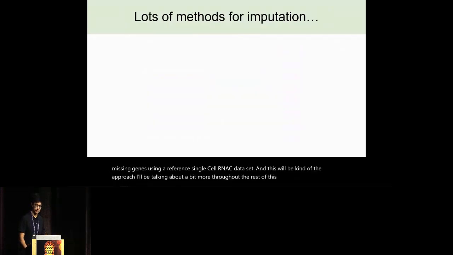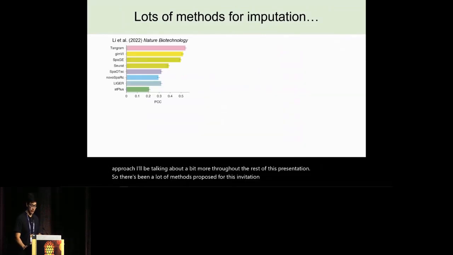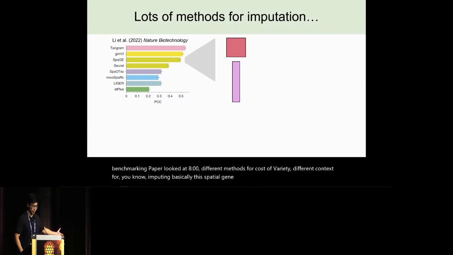So there have been a lot of methods proposed for this imputation task. For example, a recent benchmarking paper looked at 8 different methods across a variety of different contexts for imputing basically this spatial gene expression. Zooming in on one of these methods, which is emblematic of a lot of methods in this class.